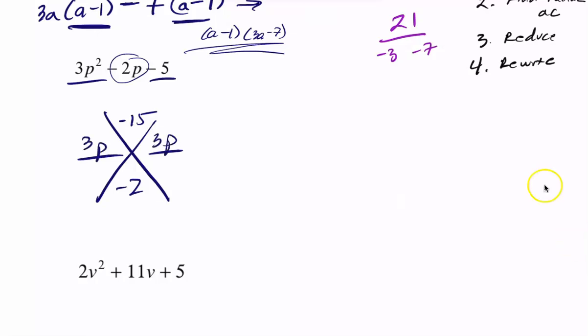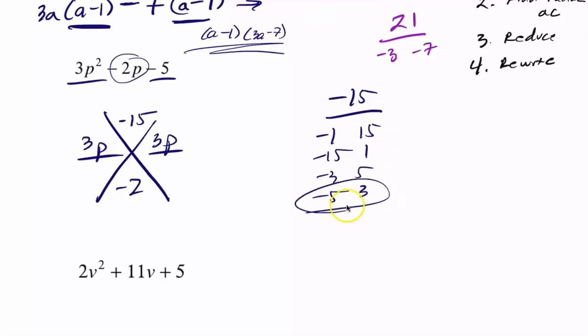And remember, I only put the ax. I don't put the squared. So 3p, 3p. And now again, this part never changes. I've got to figure out the two things that multiply to get negative 15, but add to get negative 2. It is a negative 15, so they'd be different signs. So like negative 1 and 15, negative 15 and 1, negative 3 and 5, negative 5 and 3.